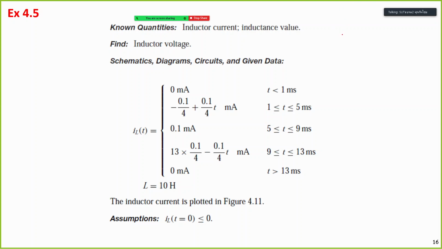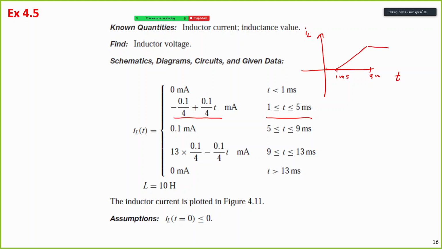Let's see this example. If you have the current flow in this waveform, it is 0 milliamp for t less than 1 millisecond, no current at all. But from 1 millisecond to 5 milliseconds, this is a straight line. This is time T, and this is current IL.